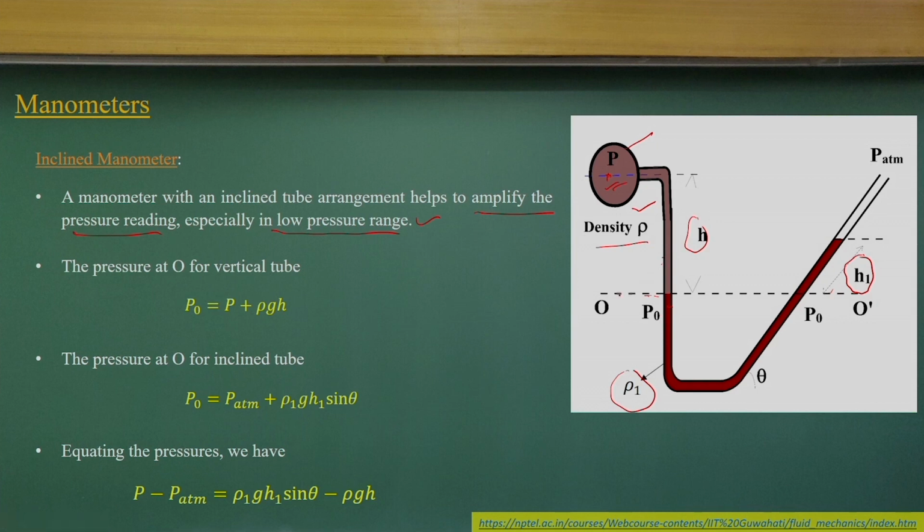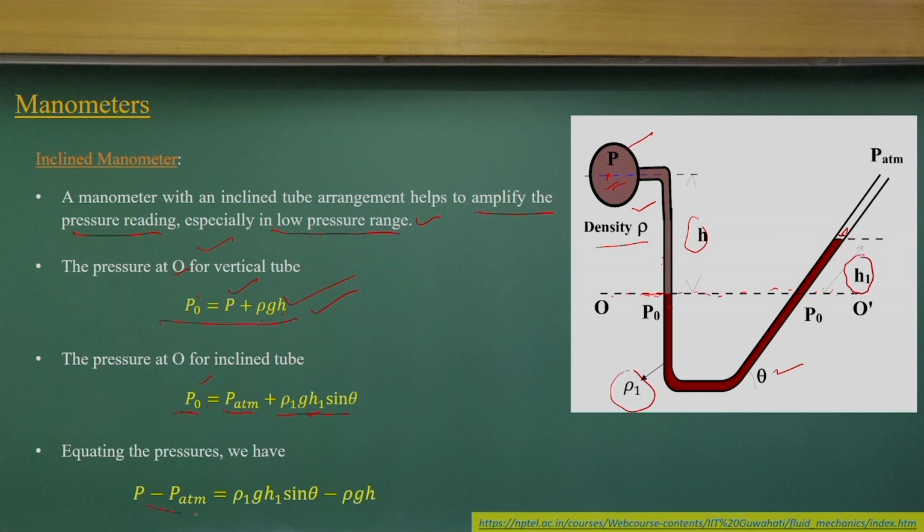Under these conditions, again in this direction I have to equate the pressures. As you know, the pressure at this point and these points will be the same as it is a horizontal plane. So the pressure at O, if you take the vertical tube, will be pressure P plus rho g H. Very simple things come up here. For the inclined tube, we consider H1 sin theta, the vertical projection, as it is inclined at theta degrees, and rho 1 is the manometric liquid, g H1 sin theta, and at this point we have pressure equal to the atmospheric pressure, P naught.